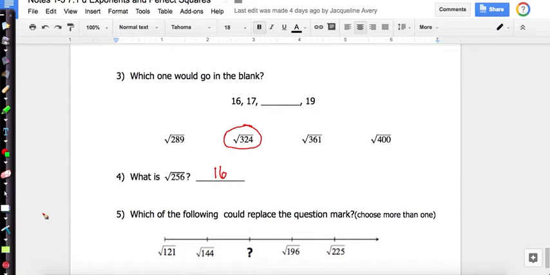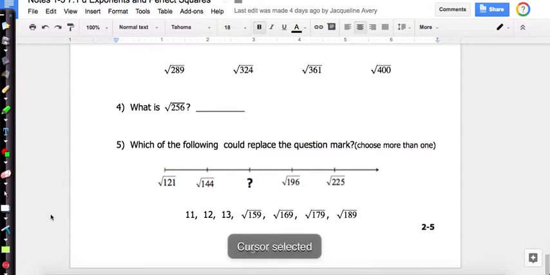Now it says, which of the following could replace the question mark? Let's follow the pattern here. We have square root of 121, square root of 144. So the next one would be square root of 169. And we also know that the square root of 169 is 13. 3 times 3 is 9, and that also ends in a 9.